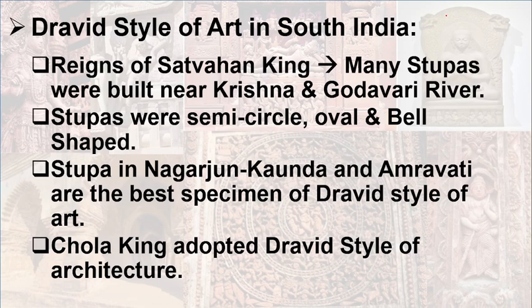During the reign of the Satavahan king, many stupas were built near the Krishna and Godavari rivers. Stupas were semicircular, oval and bell shaped. The stupas in Nagarjunakonda and Amravati are the base specimens of the Dravid style of art, and the Chola king adopted the Dravid style of architecture. So the Satavahan and in the south the Chola king also adopted Dravid style of architecture.